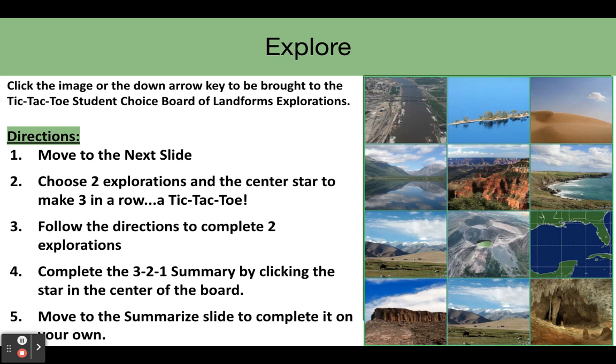Move to the next slide. Choose 2 explorations and the center star to make 3 in a row, a tic-tac-toe. Follow the directions to complete 2 explorations. Complete the 3-2-1 summary by clicking the star in the center of the board. Move to the summarize slide to complete it on your own.